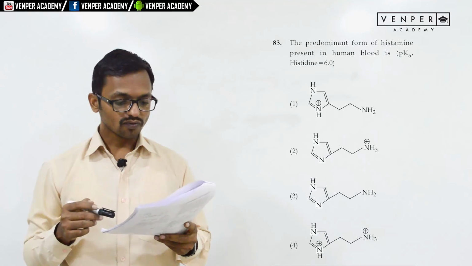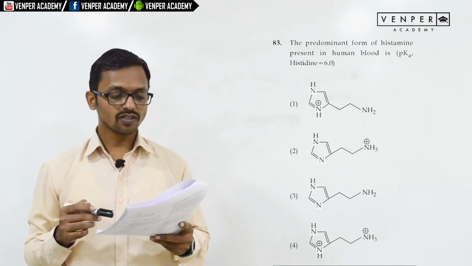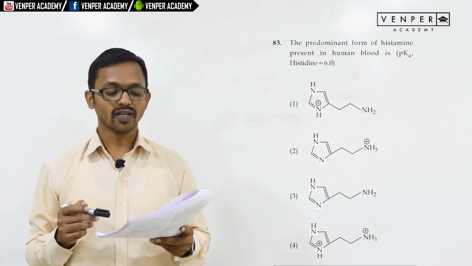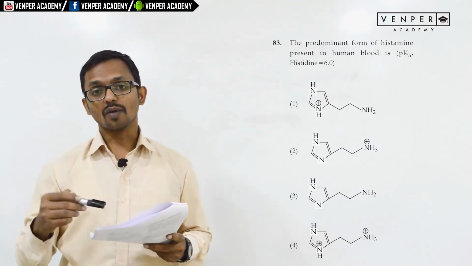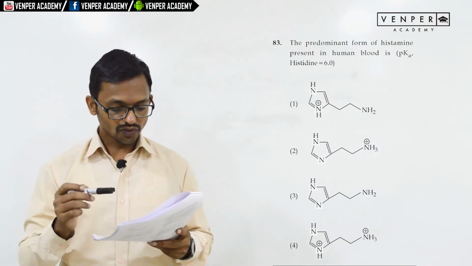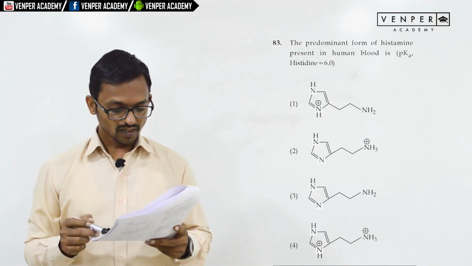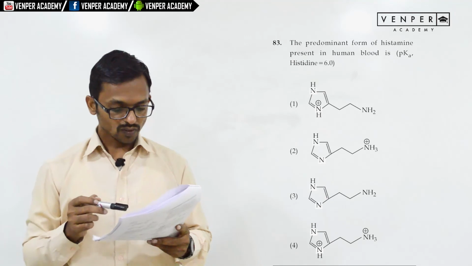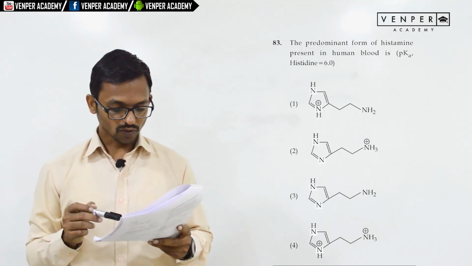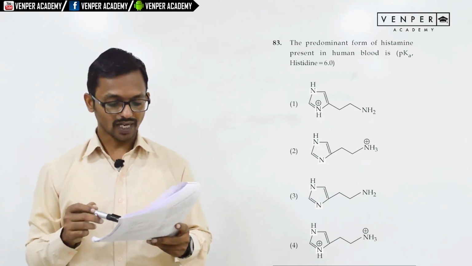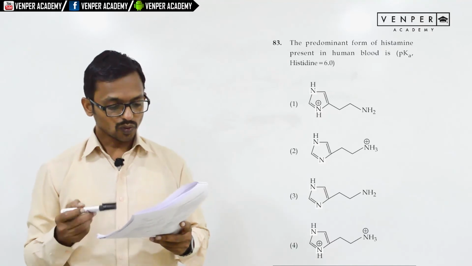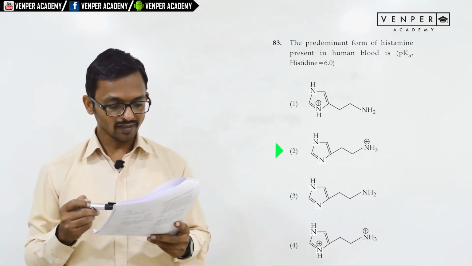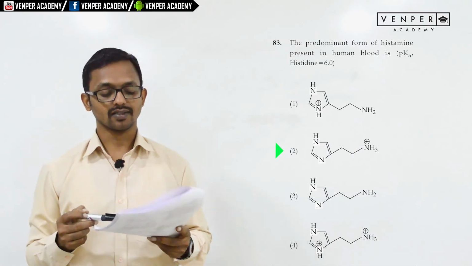The predominant form of histamine present in human blood is, the pKa value given for histidine is equal to 6.0. In the given 4 options, option 2 is the correct one, because in the blood the pH is 7.4. So this histamine is protonated at the NH2, that means the primary NH2. So in this all we will get the protonated one, that means the second one is the correct answer.